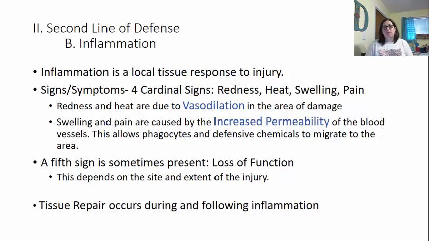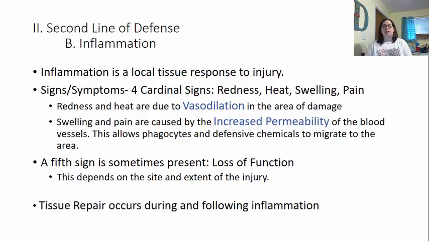There is sometimes a fifth sign of inflammation that can occur, and this is loss of function. This is due to the fact that there's extensive swelling in the area, edema, that it causes you not to be able to use that area, loss of function. So an example is if you had a cut on the finger and you had the swelling, the redness, the heat, the pain, and then you also couldn't bend it, you couldn't use the finger, then you also have the loss of function.